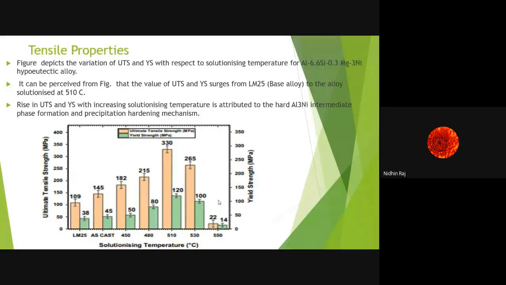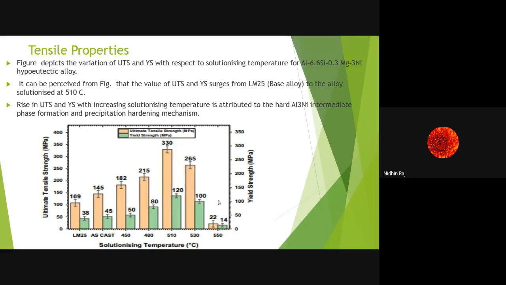So here also, first an increasing trend, that is, for LM25 the UTS was found to be 109 MPa, and for the 510 degrees Celsius solutionized alloy the UTS was found to be 330. And then after that, a decline in the trend was seen, that is 265 for the 530 degrees Celsius solutionized alloy, and then finally a value of 22 for the 550 degrees Celsius solutionized alloy.